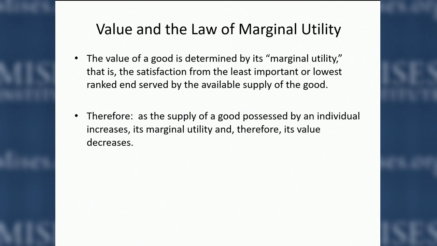And here we come to the law of marginal utility, which I've sort of been hinting at during this talk. Menger, now he didn't use the word, but his point was that the value of a good is determined by its marginal utility. What we mean by marginal utility is that utility means satisfaction, and marginal means relevant. So it is the satisfaction from the least important or lowest ranked end served by the available supply of the good. Therefore, as the supply of a good increases, the value of that good falls. The reason it falls is because you have more units of the good, so you can use it to satisfy lower and lower wants. Okay, and I'll give you a preliminary example of this.